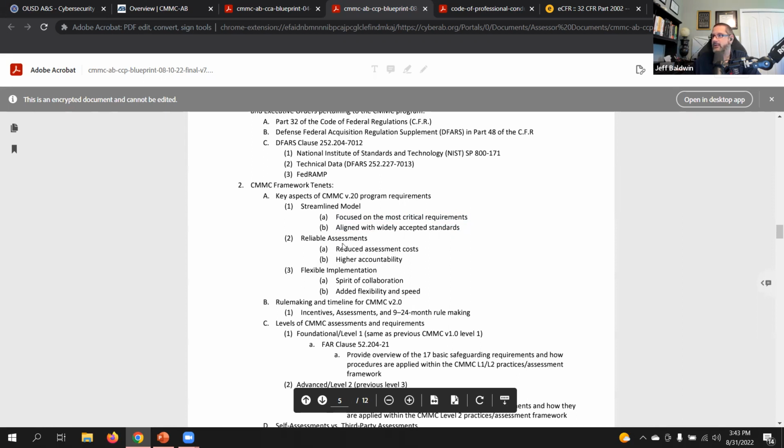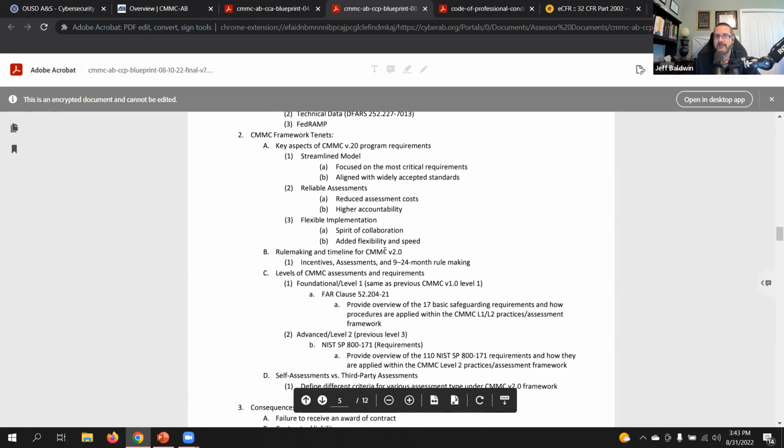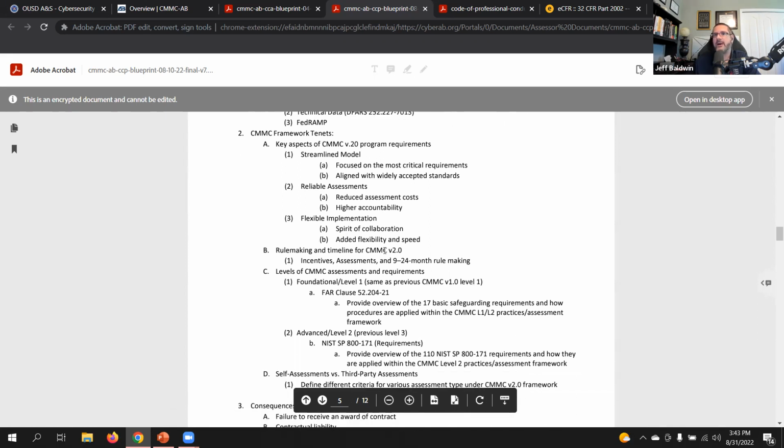Reliable meaning if you get a C3PAO who assesses you and then you get another C3PAO to assess you, the results should be relatively near the same. Now, there's always going to be some assessor discretion that you just can't eliminate, but you want them to be reliable and built off the same standards and practices. That's why everybody's required to go through the training. You can't just do a self-study because then you're not getting the training that gives everybody the same baseline foundations to start from.